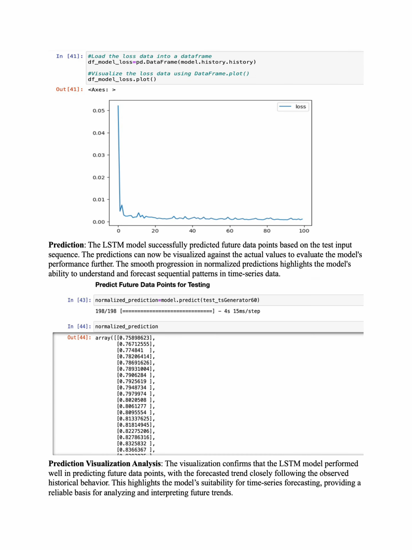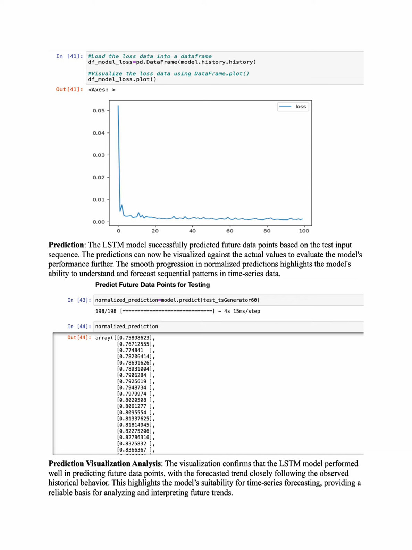So these are the visualizations, and the LSTM model successfully predicted future data points based on the test input sequence. The predictions can now be visualized against the actual values to evaluate the model's performance further. The smooth progression in the normalized predictions highlights the model's ability to understand and forecast sequential patterns in the time series data. So this is the prediction values, data points for testing.